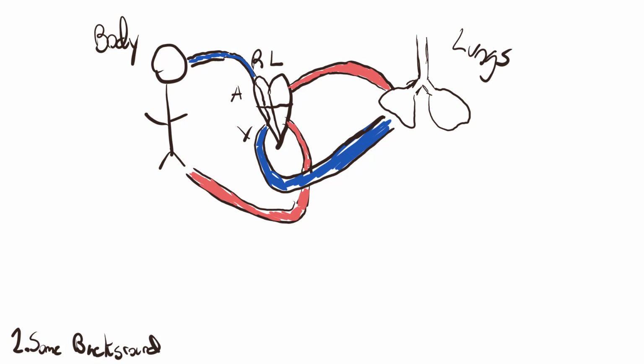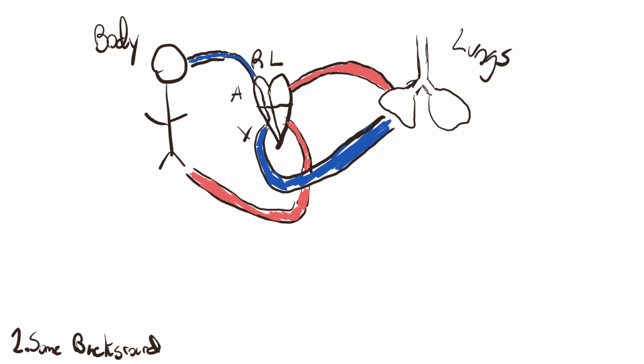Now I know what you're thinking. I thought deoxygenated blood traveled through veins. It does, except in the case of the pulmonary vasculature. In that situation, it's actually backwards.